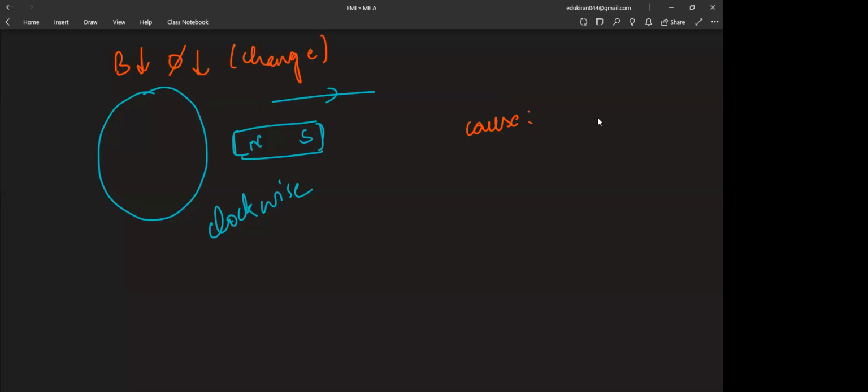So what is the cause now? Moving away of north. So can you answer which polarity will be developed? South. South. North, is it? Yes, sir.